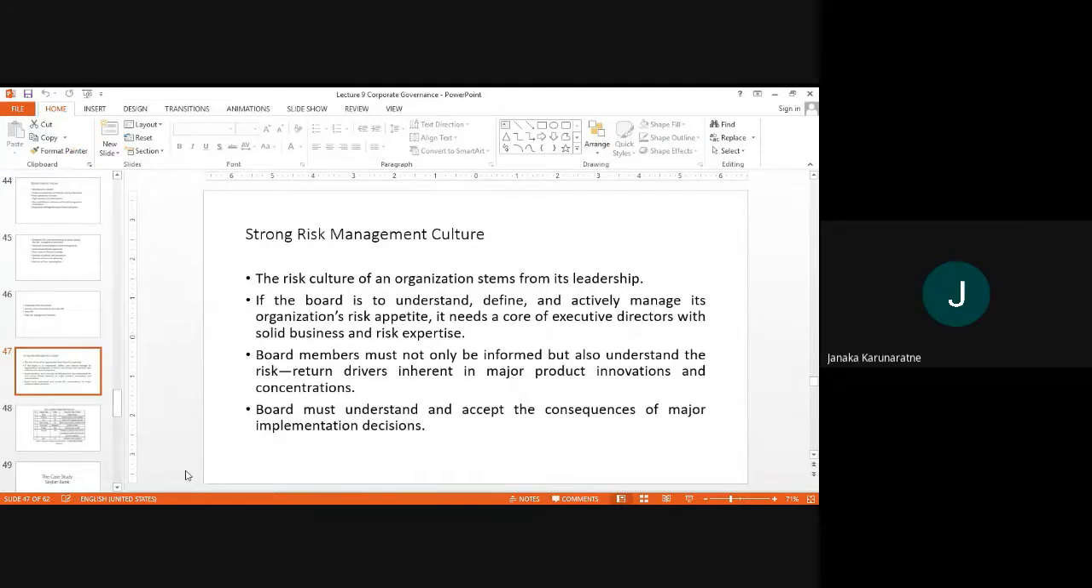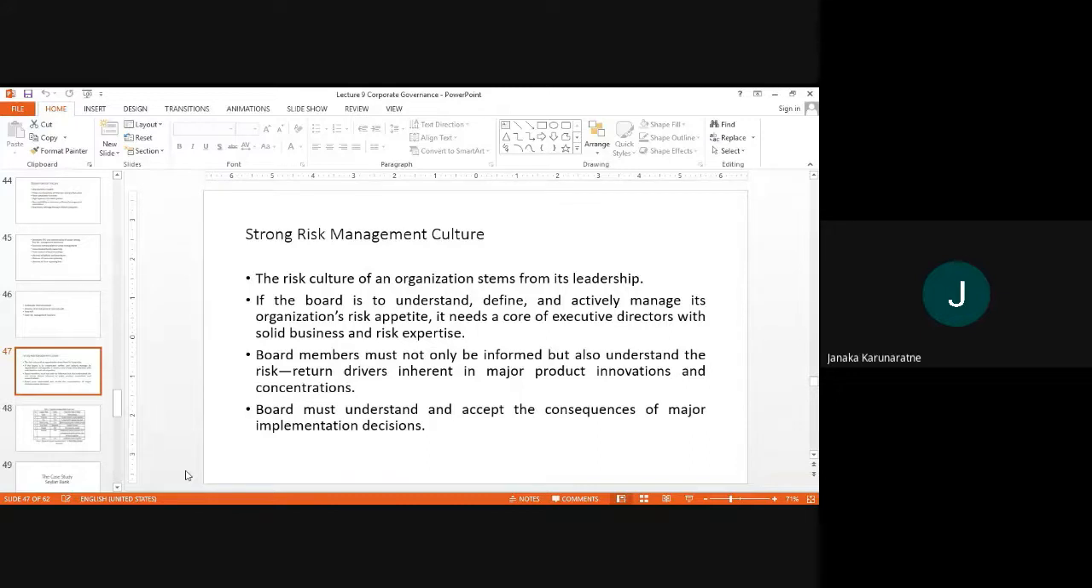They must not only be informed, but they also must understand risk return drivers inherent in major products, innovations, and concentration. Otherwise, they will simply approve certain products and innovations without any adequate knowledge about the inherent risk. So that's what happens in many boards when they don't have adequate knowledge.